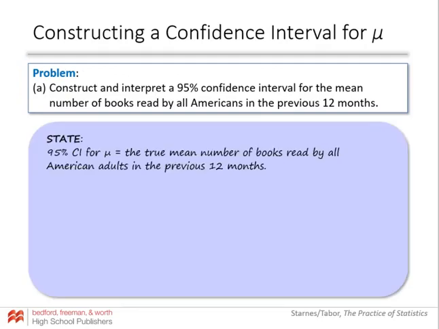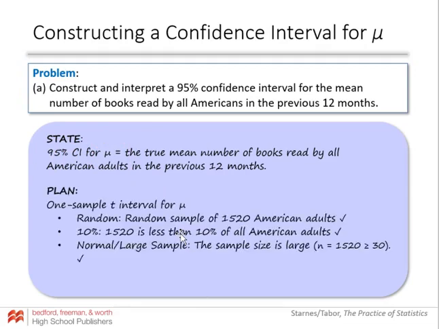So first in our state, we need to say what we are finding, a 95% confidence interval, and we need to define our parameter. So mu is the true mean number of books read by all American adults in the previous 12 months. Then for plan, we're going to check our conditions. They said it was a random sample, so that one's good. We could say 1520 is less than 10% of all American adults. That's a reasonable statement. And then our sample size is 1520, which is bigger than 30. So all of our conditions are met.